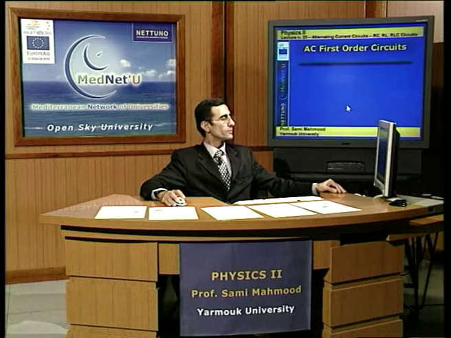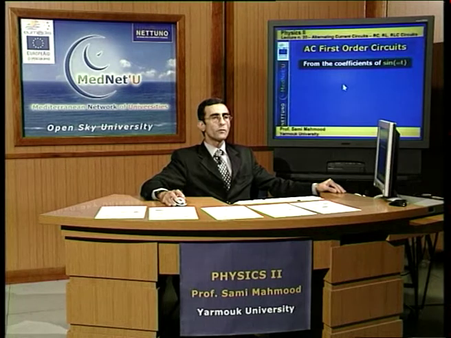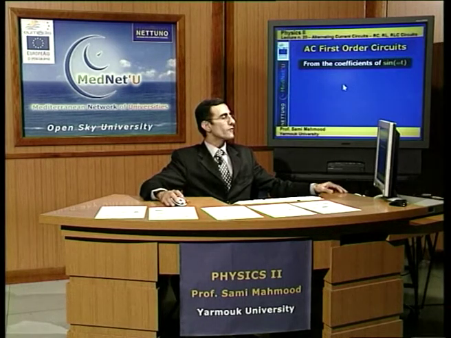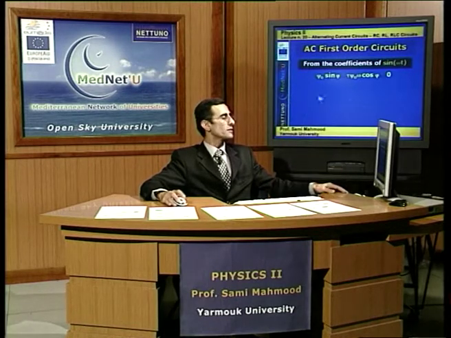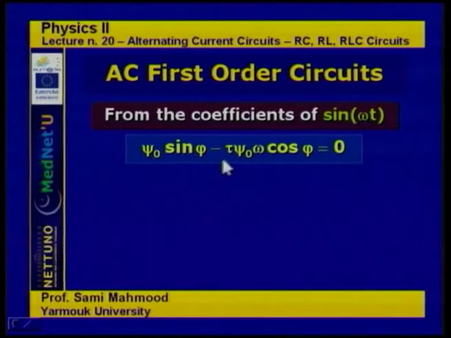That's what we do. So first of all, after we expand the trigonometric functions, we equate the coefficients of sine omega t from both sides of the equation. And that gives us psi naught sine phi minus tau psi naught omega cosine phi is equal to 0, because we don't have any term containing sine omega t in the right-hand side of the equation.